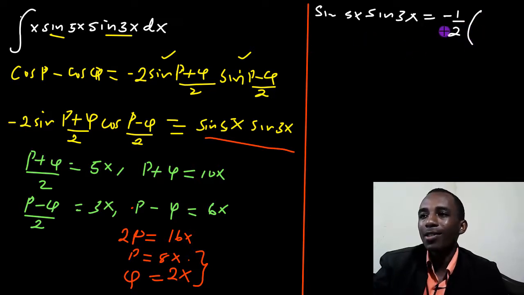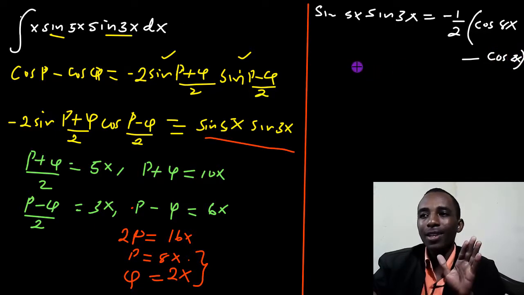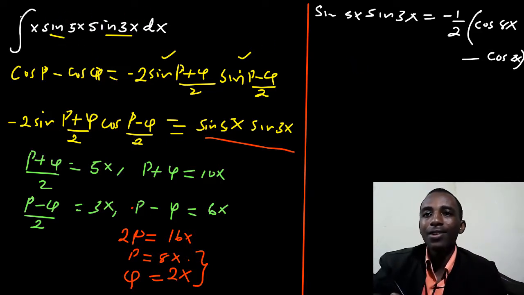Open brackets here of, what's that going to be? Cos p, that's cos 8x, minus the next, that's cos q. That's cos 2x. Alright, so that's our new sine 5x sine 3x, and we are going to substitute that here. So let me go ahead and do the substitution now.